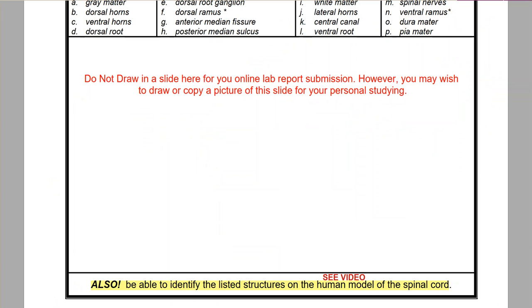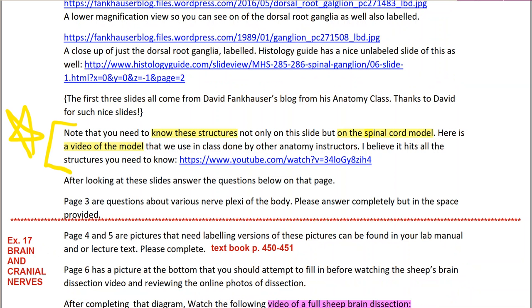So we have talked through a little bit. You have lots of pictures of the cross-section architecture of the spinal cord. I also want to draw your attention to what I've highlighted at the bottom of this picture. There is a video of a human model of the spinal cord. So let's go take a look at that.